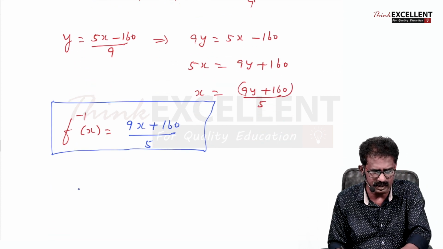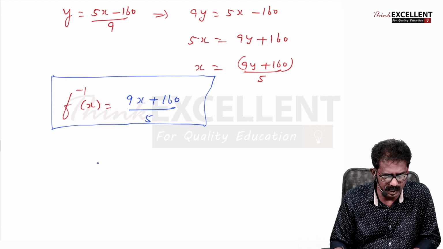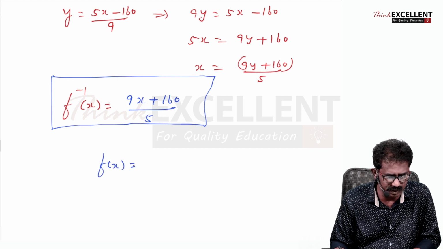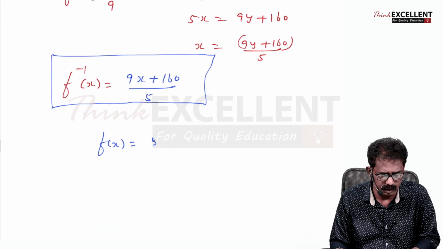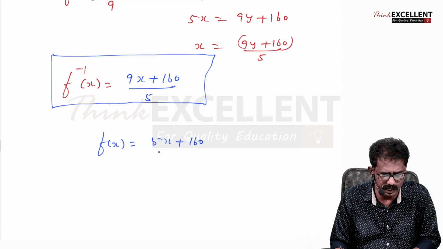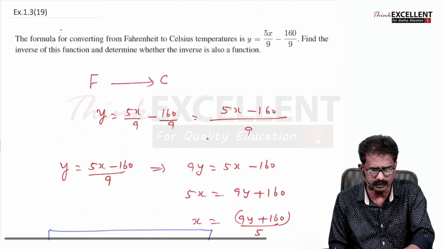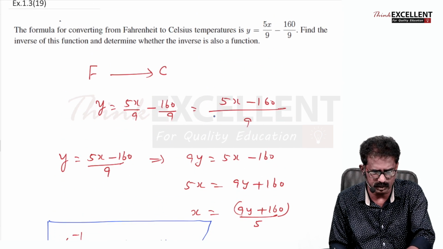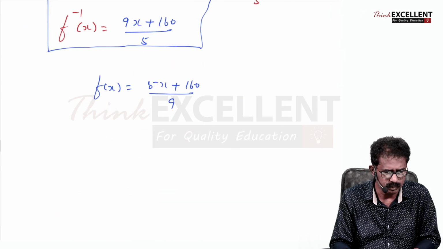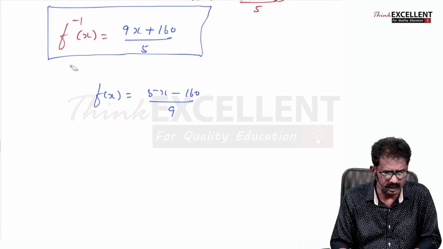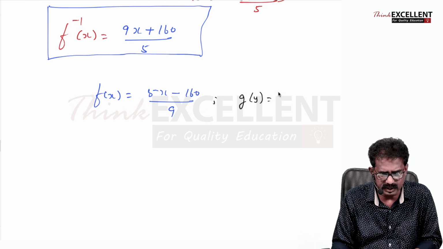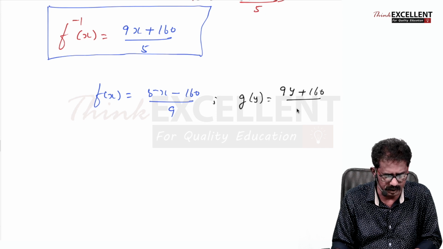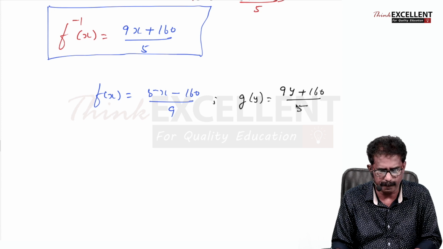Last class we studied, no? Whether a function is invertible or not. So here we take f of x and g of y. f of x is what? The given function, (5x minus 160) by 9. And g of y, the inverse function, you use y here: (9y plus 160) by 5. Okay, so this is g of y.